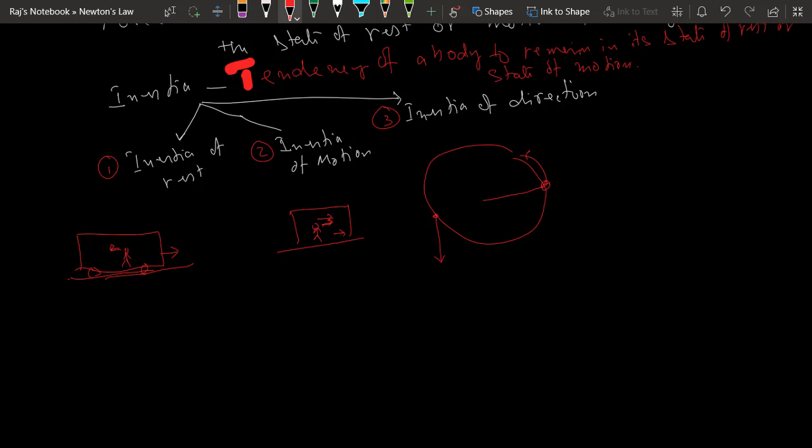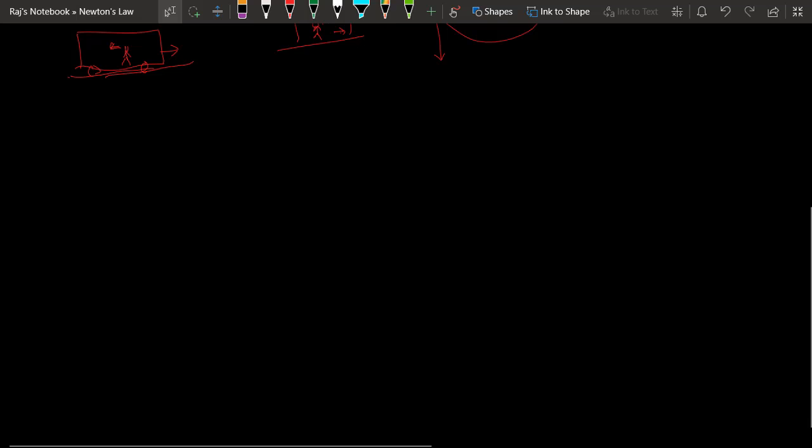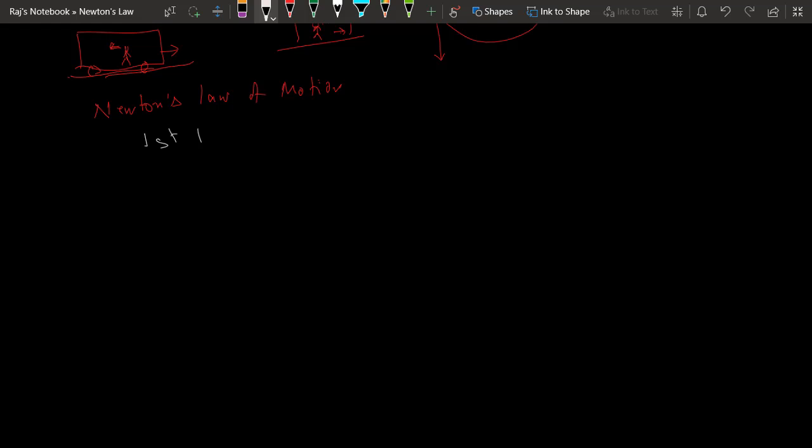So now come to Newton's first law of motion. Newton's laws of motion: there are three laws of motion. First law of motion.